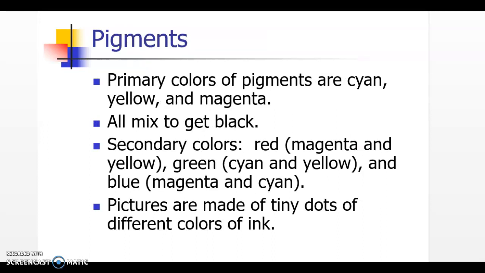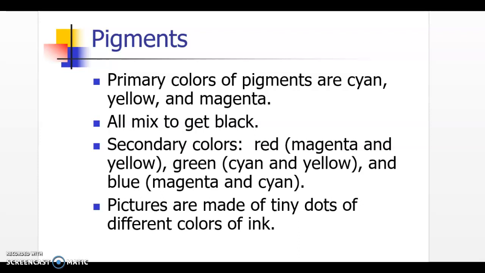So primary colors of pigments are cyan, yellow, and magenta. We're talking about pigments when we're doing art, like we're painting something. Our primary pigmentation for those are cyan, yellow, and magenta. If we mix them all, we get black. So secondary colors of pigments are red, which is magenta and yellow together, green, cyan and yellow, and blue, magenta, and cyan. Pictures are made of tiny dots of colors of ink.